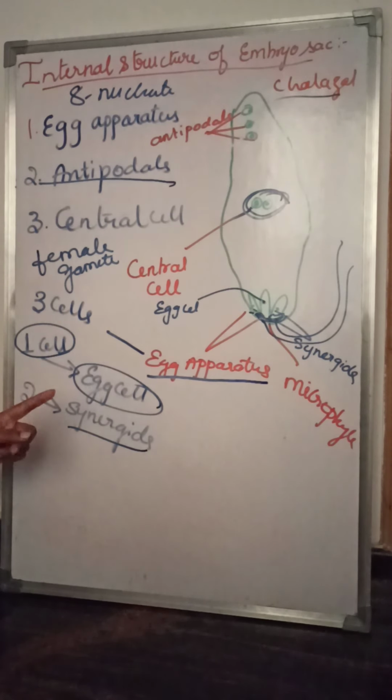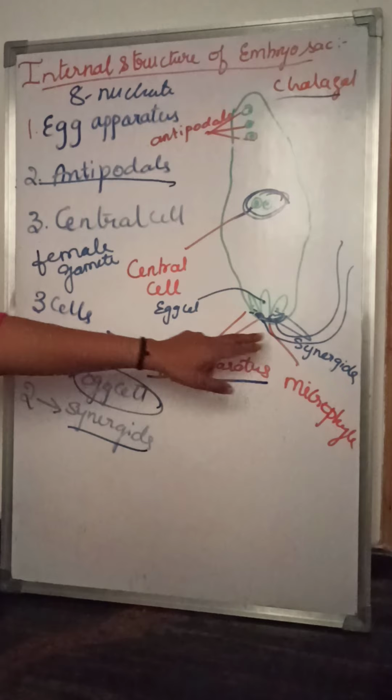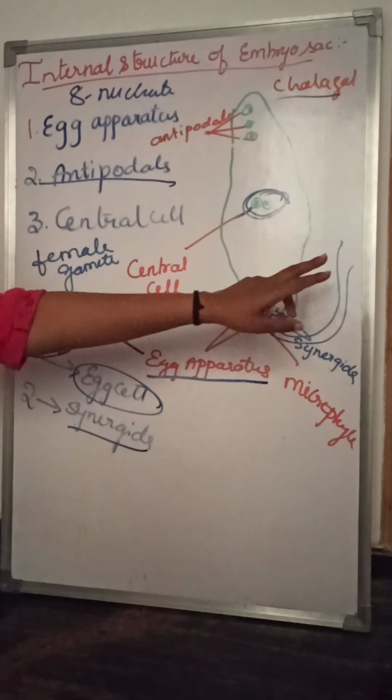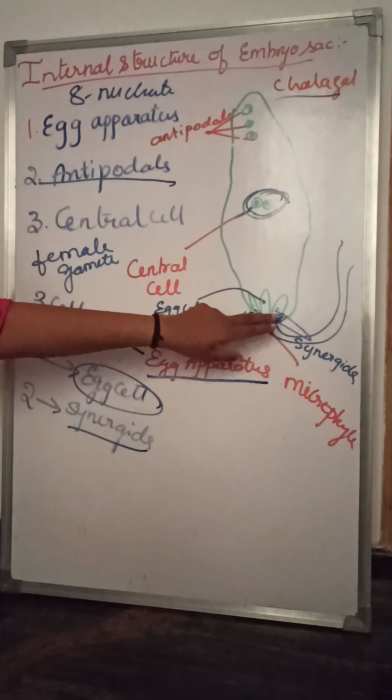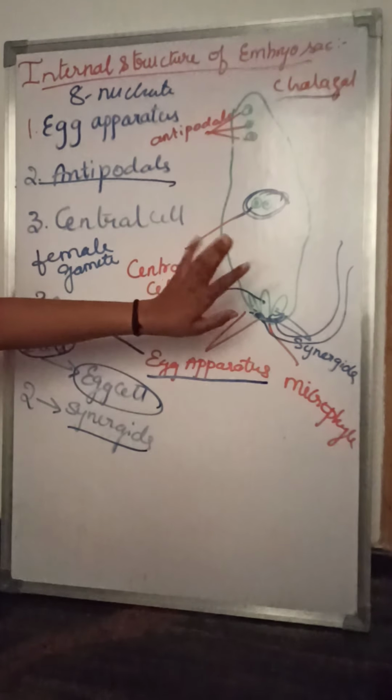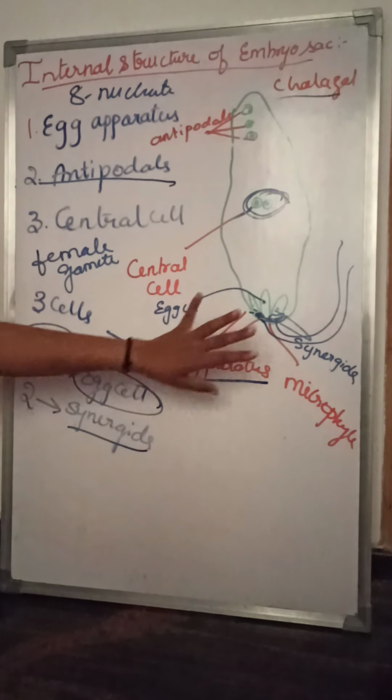These synergids do not play a direct role in the process of fertilization, but they help the pollen tube to carry the pollen grain. The pollen tube will carry the pollen grain. Through this thickening of the synergid, it will enter the egg cell. Understood? So this is about that.